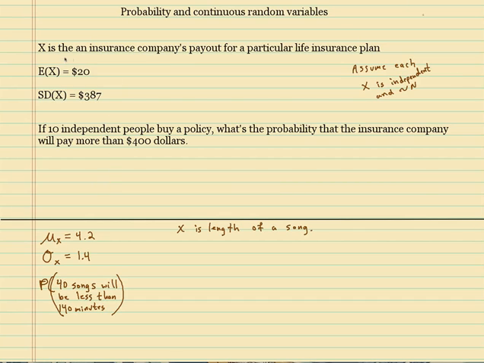Okay, so this goes back to that problem with the insurance companies. This is their payout for each person for a particular life insurance plan that they have. So the question is, if 10 independent people buy a policy, what's the probability that the insurance company will pay more than $400? Whenever you have questions like this, you want to make sure that each X is independent and that they're normal too. You have to have normality, okay?